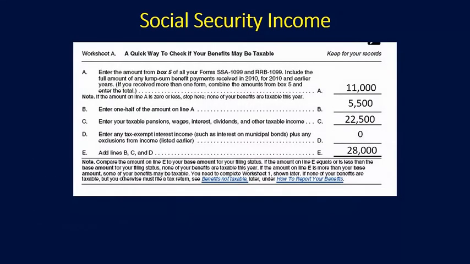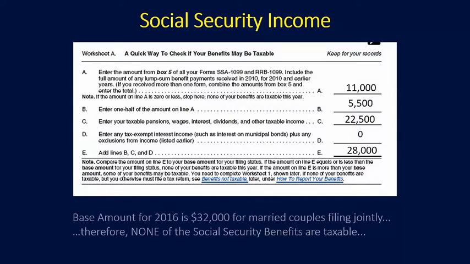Well, here's a worksheet, a quick way to check if the benefits are taxable. The base amount for 2016 is $32,000 for married couples filing jointly. So therefore, in this particular case, none of the Social Security benefits are taxable. We totaled up line A, the total amounts from Box 5 of all the Forms SSA 1099, which turned out to be $11,000. One half of this amount on line B is $5,500. The wages, as we were told, $22,500. So the total of lines B, C, and D is $28,000. The base amount, once again, for married couples filing jointly, $32,000. So none of the Social Security benefits in this case are taxable.